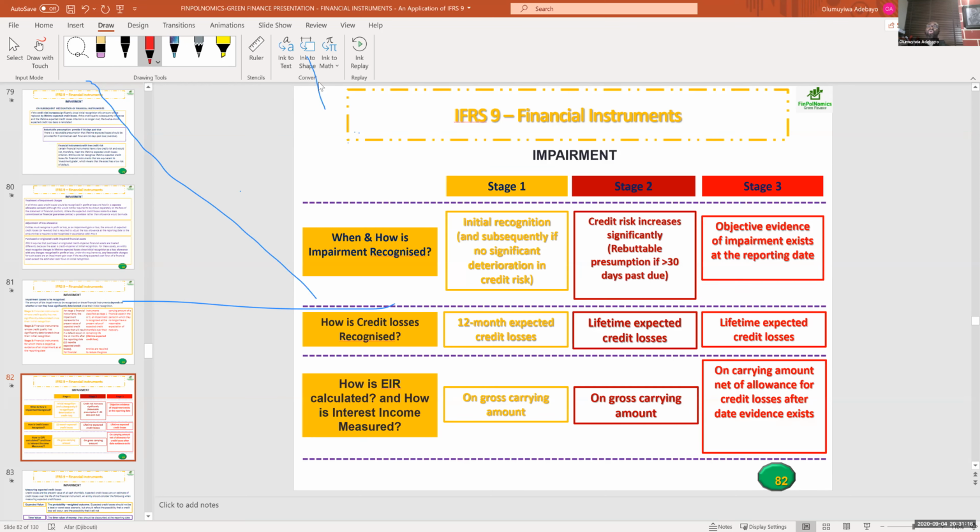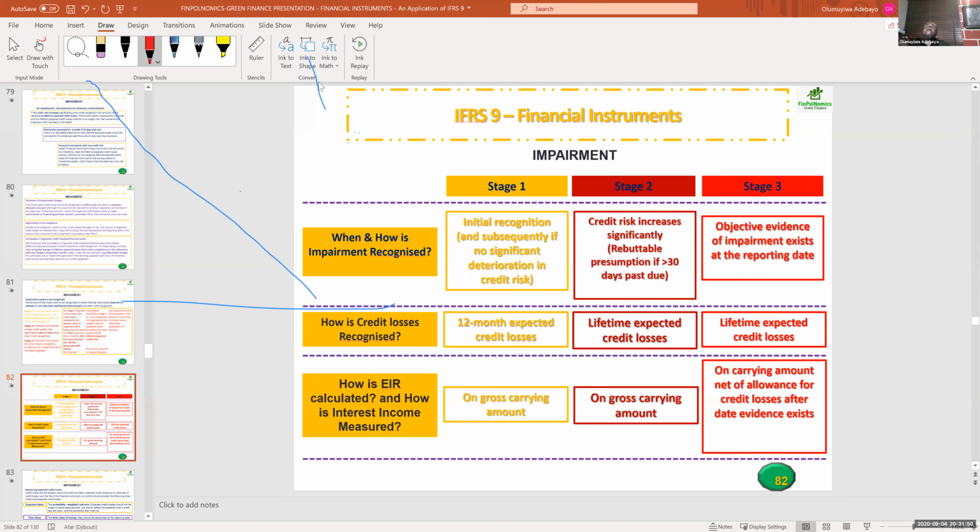Okay, now you can graduate from stage 1 to stage 2. Your graduation is conditioned upon a significant increase in credit risk. That is, when you start to experience a significant deterioration of the credit quality of that financial asset. And that is when you move that asset out of stage 1 to stage 2.